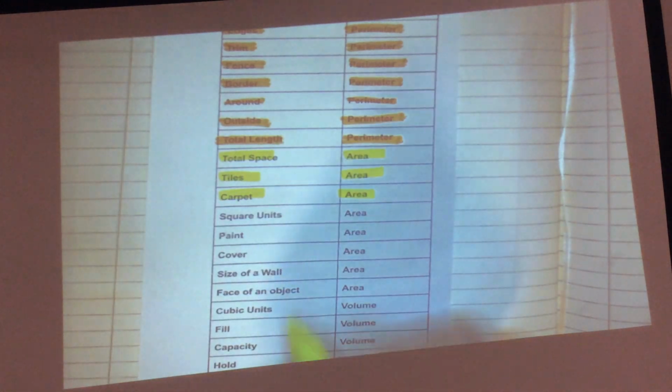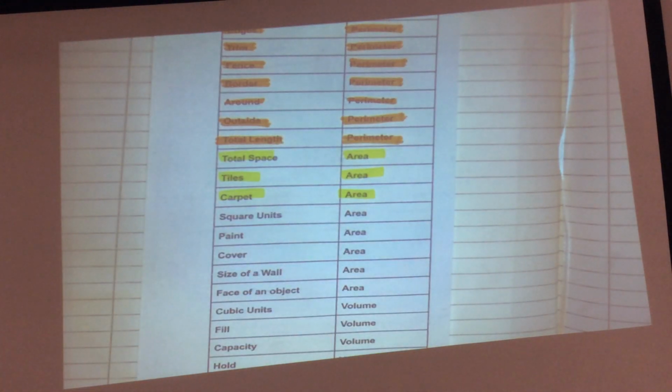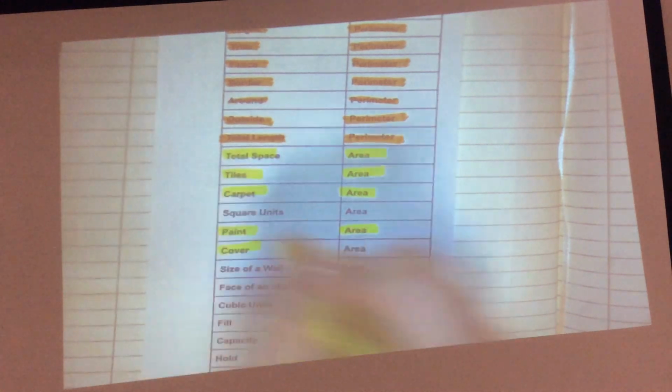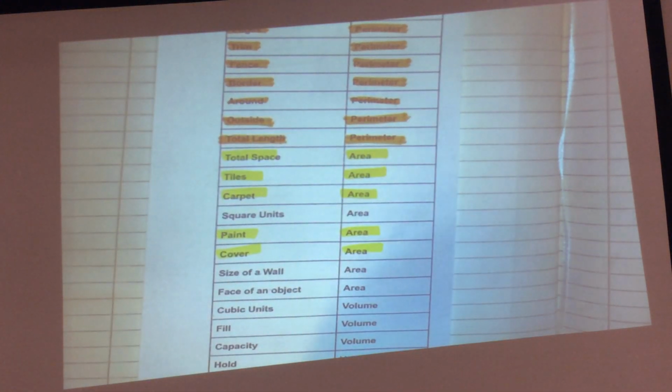Square units. I'm going to skip square units and come back to it. Paint. You're covering the total space on that wall, right? Keep it the same color. If you're talking about paint, you're finding volume. I mean, not volume, area, sorry. If I am covering my wall with paint, or covering my floor with carpet, or covering my floor with tile, it's the total space, which is area. If I want to find the size of the wall, I'm finding area.